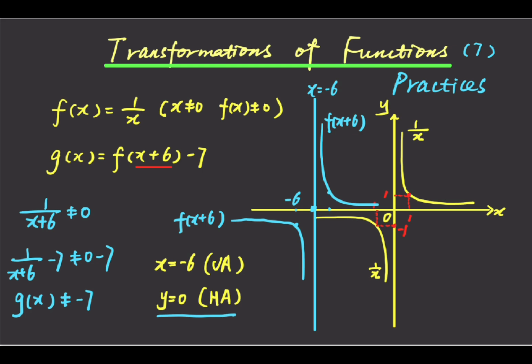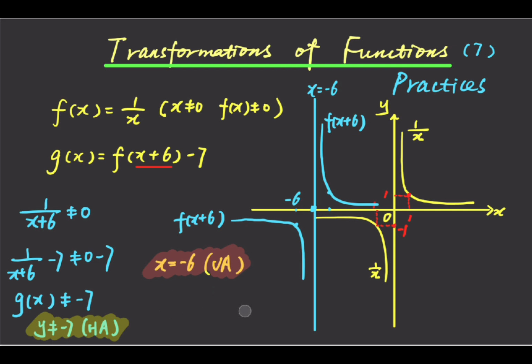So the new horizontal asymptote should be this line, but the new vertical asymptote is still this one. Okay, so we just need to move this one. Okay, we need to locate this -7. So this is y equals -7.